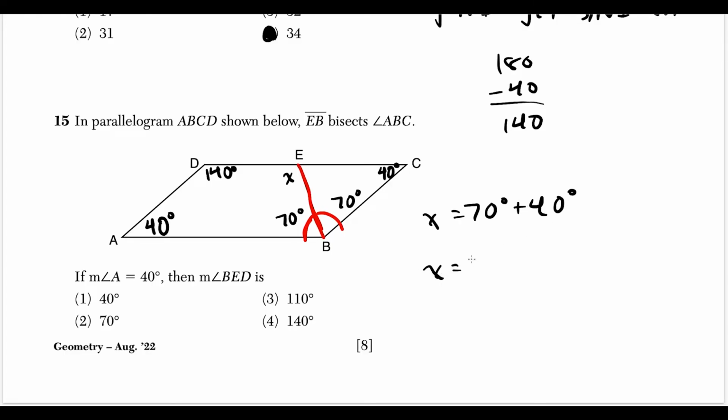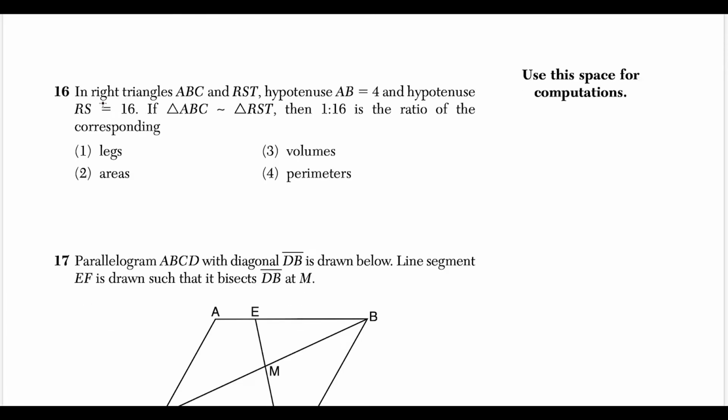So X is going to be equal to 110 degrees. And that's going to give us choice 3. Now, just know, I could also say here, because this is 70 and this is 40, that I have 110. So that means this angle has to be 70. And if this angle is 70, on a straight line, we have 180. So that's another reason why X is 110. So definitely choice 3.